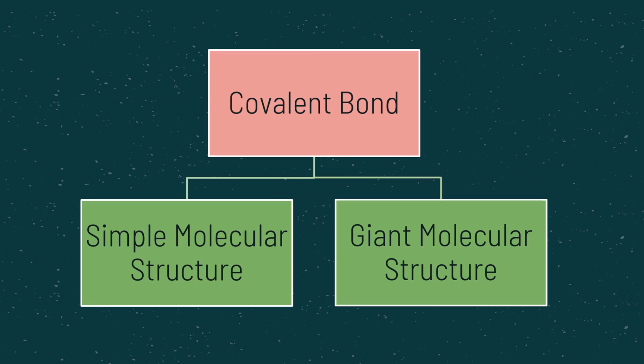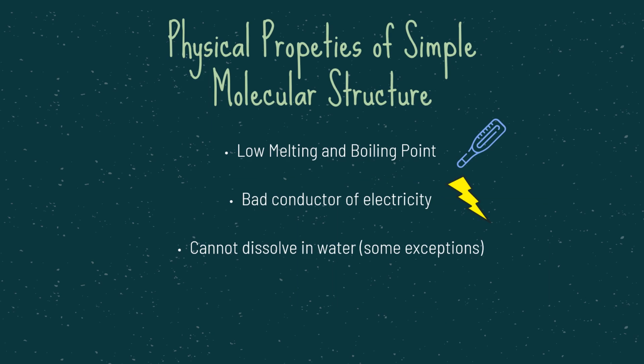A covalent bond generally has two structures, a simple molecular structure and a giant molecular structure. For this video, we will cover the simple molecular structure. So the properties of a simple molecular structure are that it has a low melting and boiling point, it is a bad conductor of electricity, and it cannot dissolve in water.